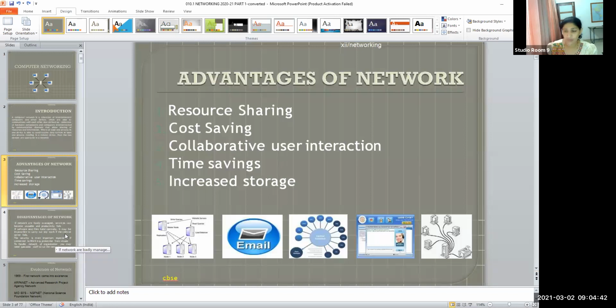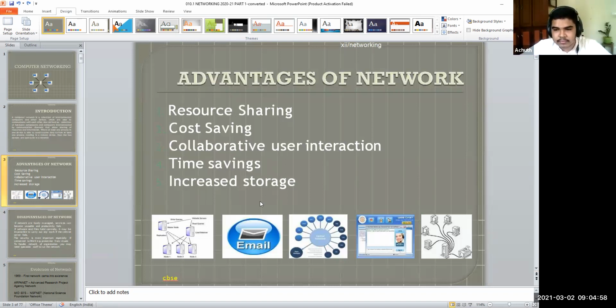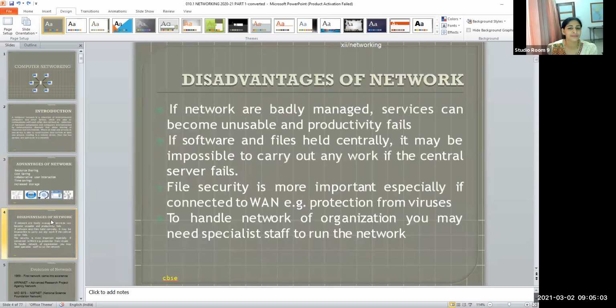Then disadvantage. If there is an advantage, there should be some disadvantage, isn't it? For any action, there is an equal and opposite reaction. Whose law is it? Newton's law. In the same way, advantage, at the same time, disadvantage. If the network is damaged, the wires are damaged, then what will happen? The entire system will become unusable and productivity fails. Suppose it's a company where many employees are working in a network. So suddenly productivity fails. Like sometimes in the school, the Kerala Vision, some broadband connection fails. Then till that time, that 15 minutes, very critical, you're not able to attend the class. So your productivity fails.